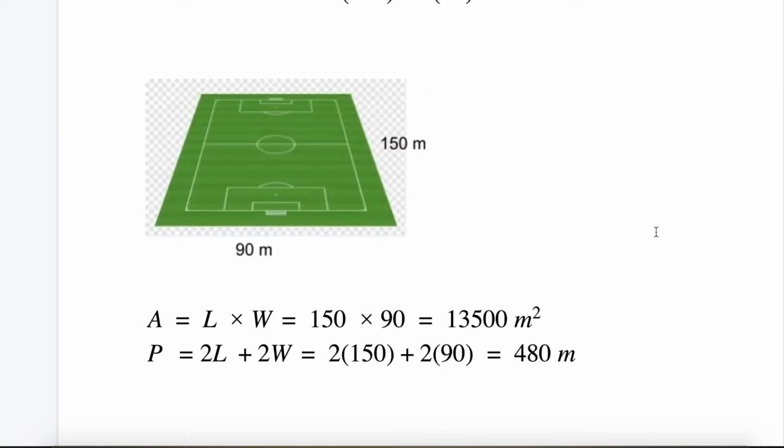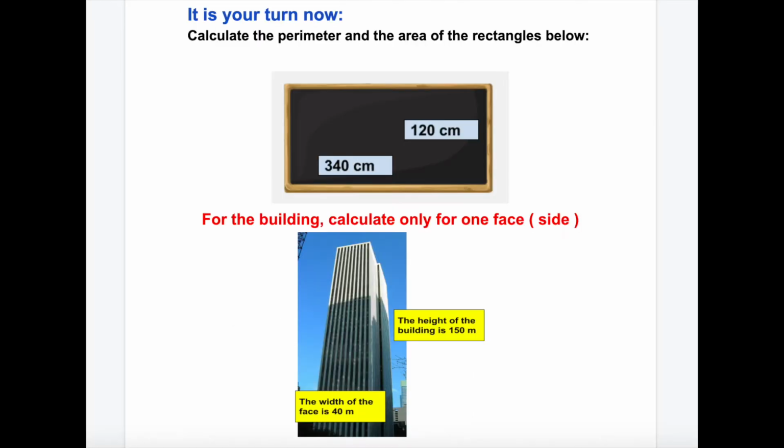Okay, now I have a stadium, so let's say the length is 150 meters and the width is 90 meters. So area equals length times width, which is 150 times 90 equals 13,500 meters square. The perimeter, which is the sum of all sides around the stadium, P equals 2L plus 2W, which is 2 times 150 plus 2 times 90 equals 480 meters. You don't need to write squared. Okay, that's all about a rectangle. It's your turn now. Try to find the perimeter and area for the coming shape.